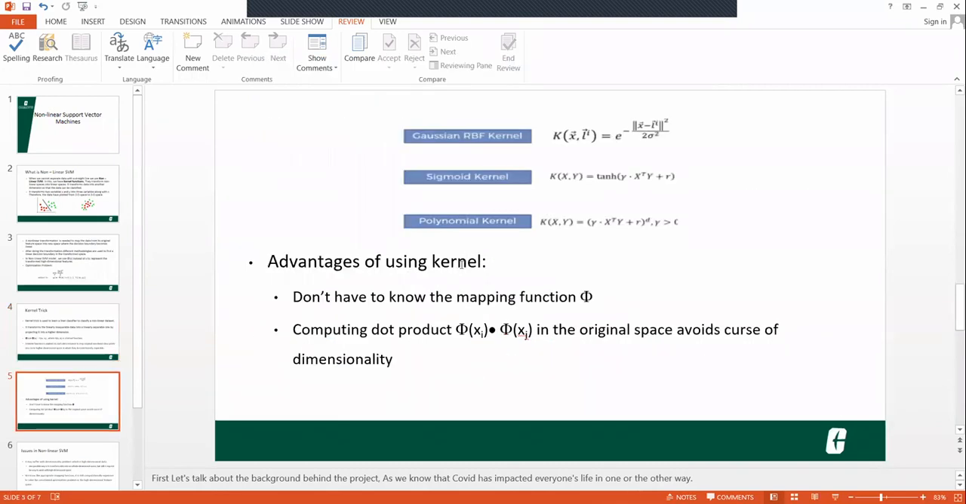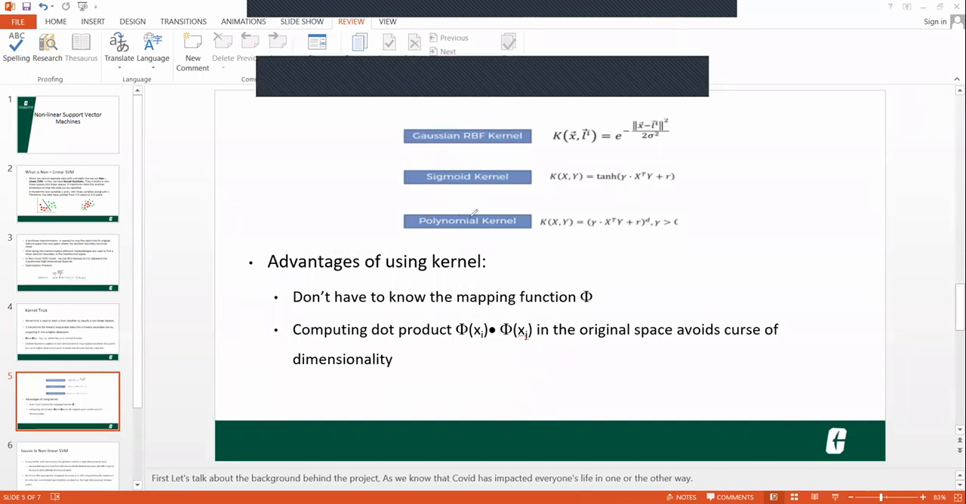There are different types of kernel functions. There's the Gaussian RBF kernel, sigmoid kernel, and polynomial kernel. In the Gaussian, there is a figure like this. In the sigmoid kernel, the figure looks like this, and the polynomial function looks like this. So these are different types of kernels.